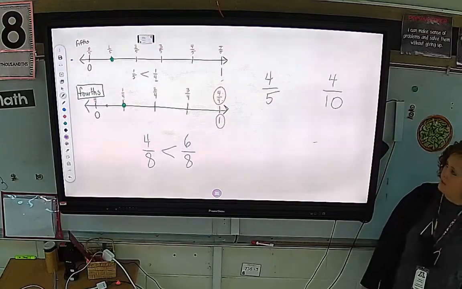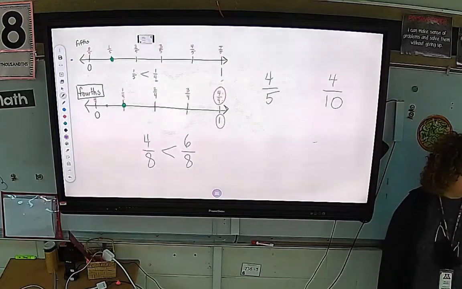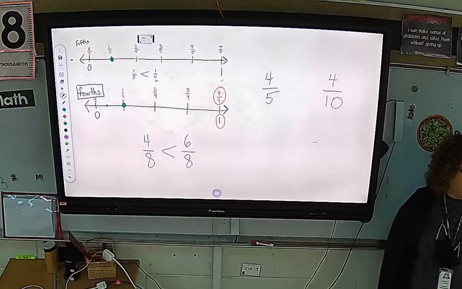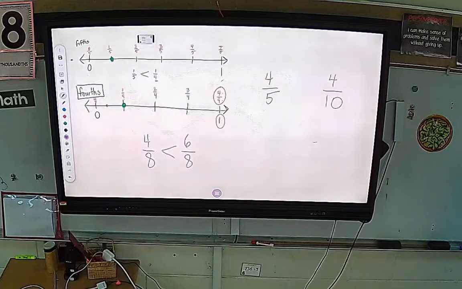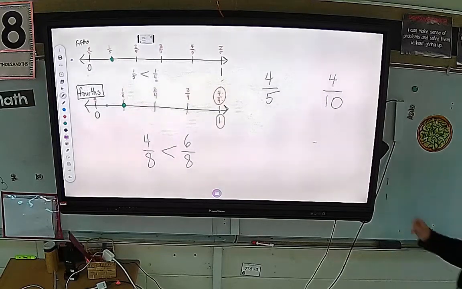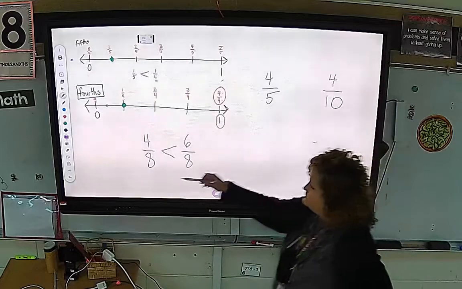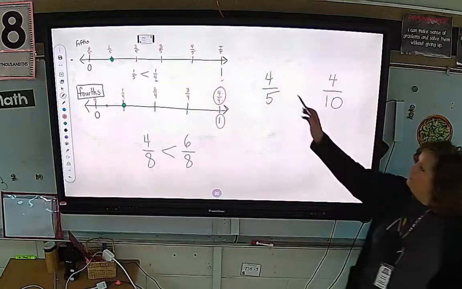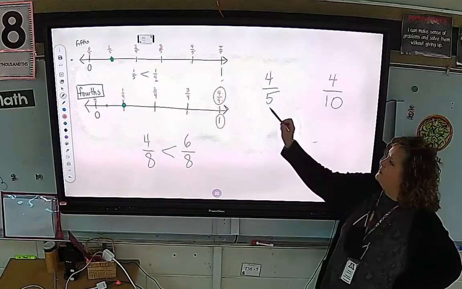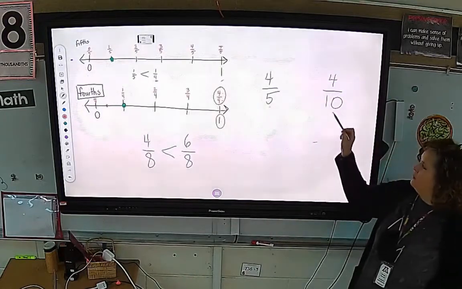Ishmael, what's something y'all were saying? But why? I really need to hear that. How did you know that? How did you figure that out? Because of the denominator? What do we know about these two denominators? Well, without thinking about the 4 right now, what do we know about fifths? And what do we know about tenths?